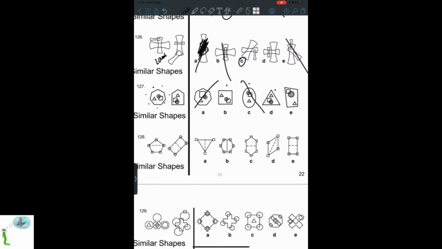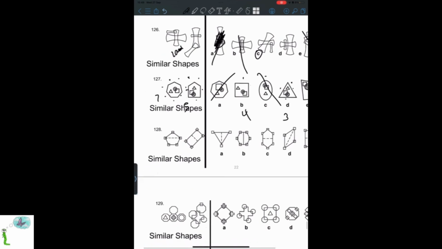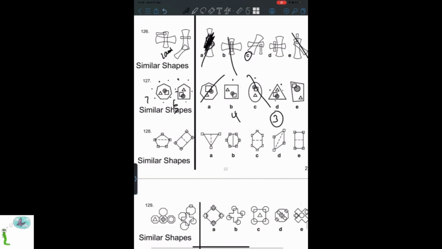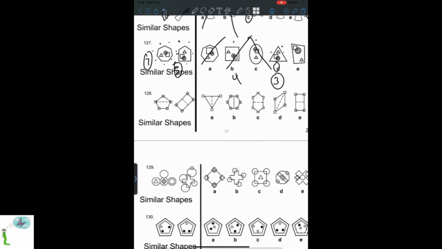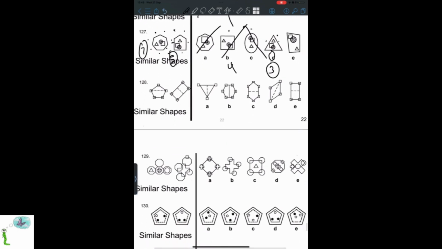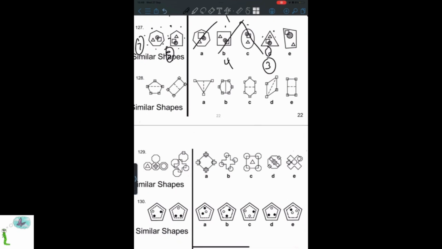1, 2, 3, 4, 5, 6, 7. 7 sides. 1, 2, 3, 4, 5. 5 sides. We have 3 here and 4 here. So I'd say odd shapes. So we're going to go with D instead of B. Question 128.